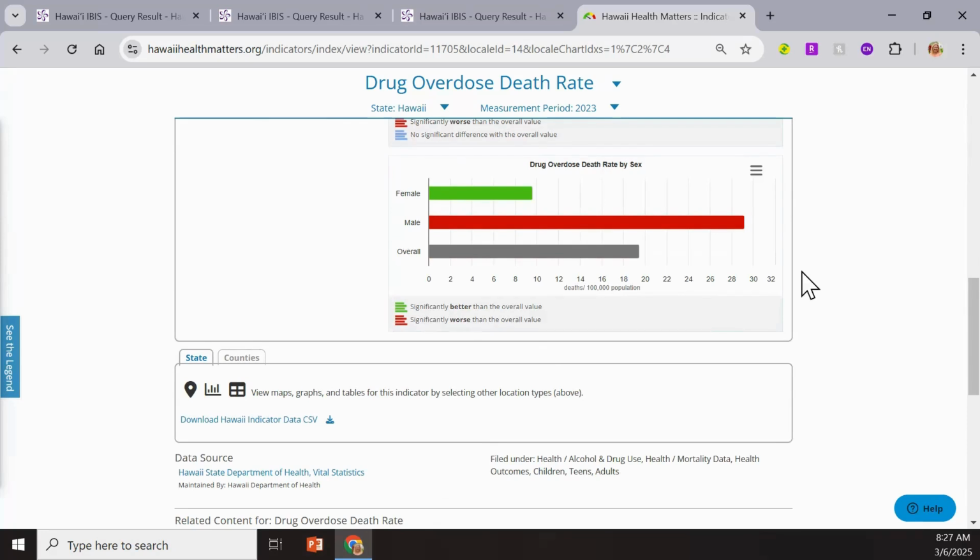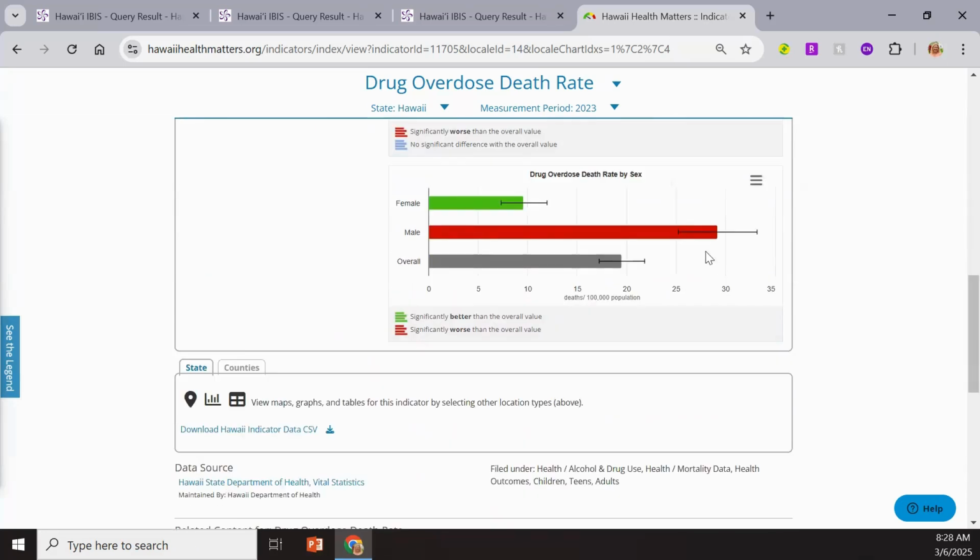The system does some statistics for you. So if it's a red bar, it means it's significantly worse than the total overall. And if it's green, it means it's significantly better. But we can also look at the confidence intervals and see that these two don't overlap. So they are statistically different as well.